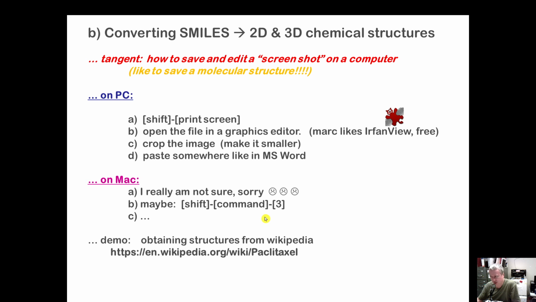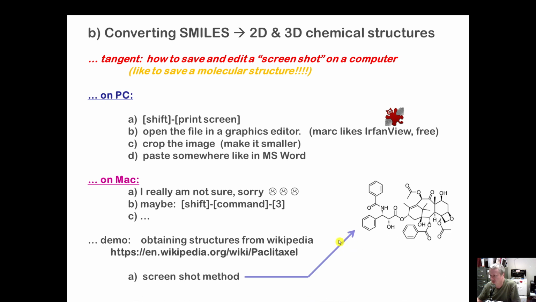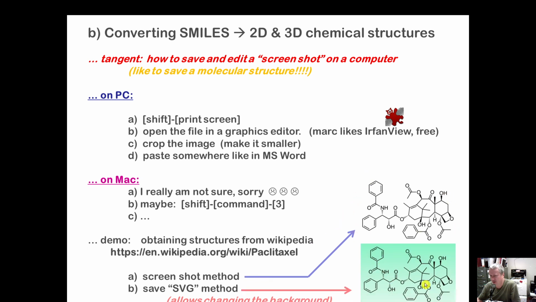You can also use Wikipedia, which actually has a lot of good chemical structures for common substances like Taxol. Using the screenshot method, I was able to get a high resolution structure of this crazy molecule. You can also save the SVG file. SVG stands for scalable vector graphics. It doesn't have a background encoded. A screenshot has the background, but SVG doesn't, and so then you're able to set the background to a funny color or something like that. Okay, good.